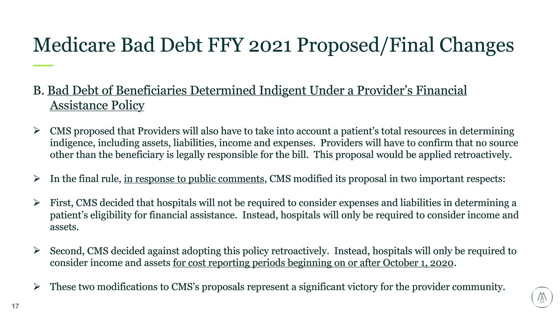So as a result of the proposed rule, there was a public outcry. And between the proposed rule and the final rule, CMS actually backtracked to only requiring income and assets be considered in determining indigence, which is really the same standard that we currently have, or the same standard as before. CMS also decided against adopting this standard retroactively. So in short, CMS ended up codifying the existing policy effective 10/1/2020 and made no further changes. At the end of the day, this really was considered a big win for the provider community.